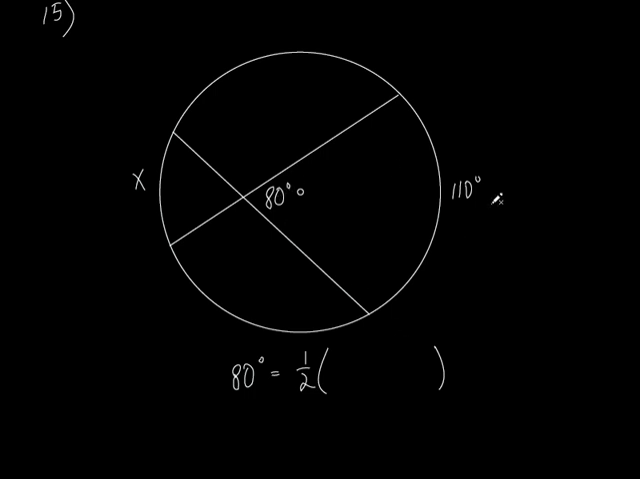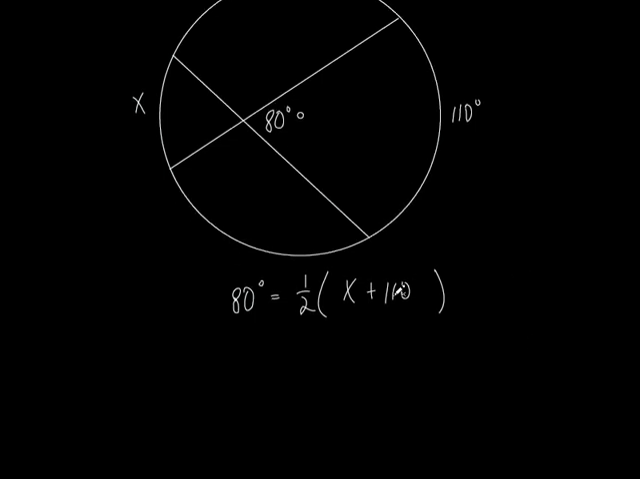Okay. See how this cuts off 110? This 80 also cuts off this x. It's the sum of those two arcs. If that looks completely foreign to you, that means you didn't study this, okay? Because this was definitely one of our big major theorems that we talked about. All right? And now it's just a matter of just solving for x.